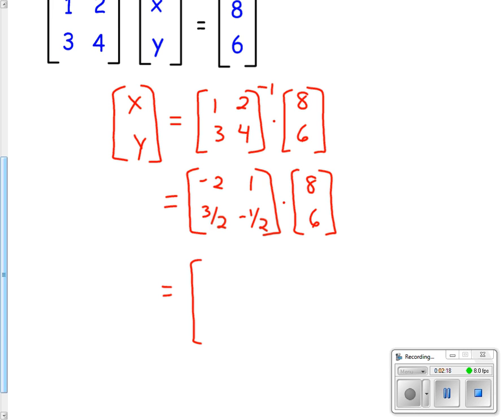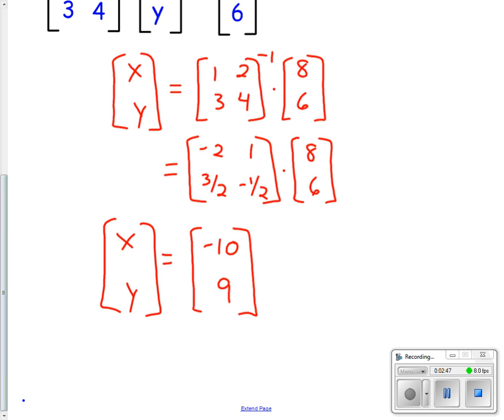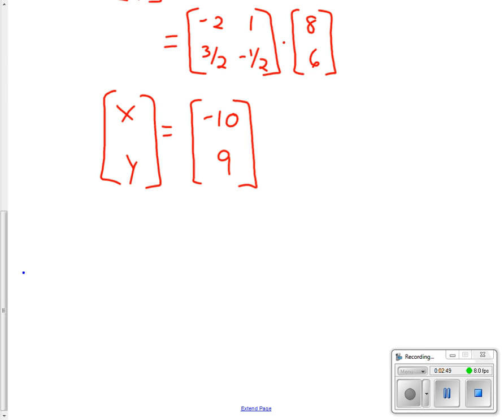If I multiply the first row times the first column, I'm going to get -4 plus 6. I'm sorry, -16 plus 6, which is -10. And then if I do the second row times the first column, I'm going to get 12 minus 3, which is 9. So therefore, x is equal to -10 and y is equal to 9. And that's all it takes to solve a system.